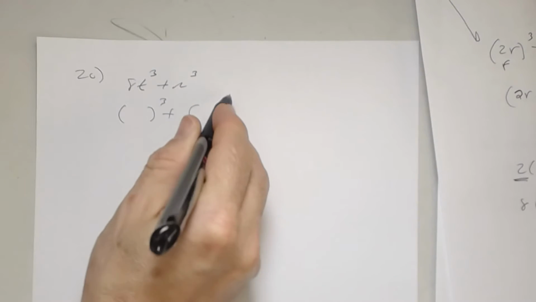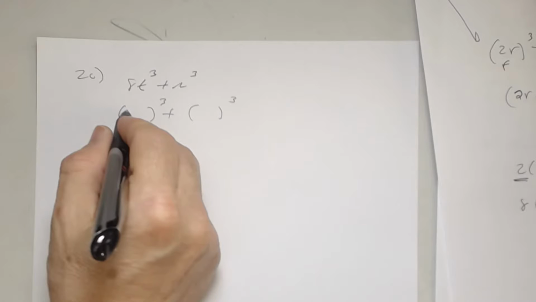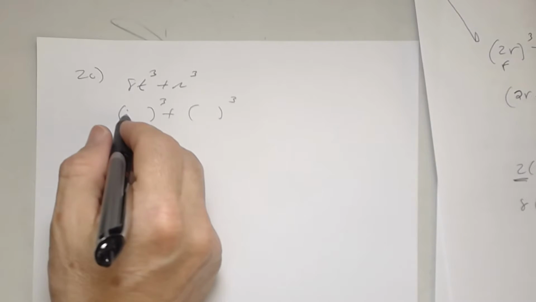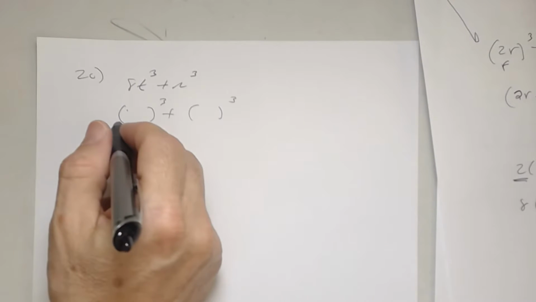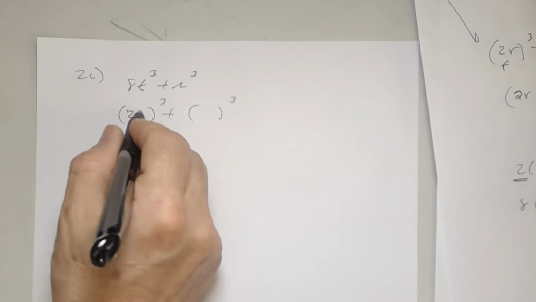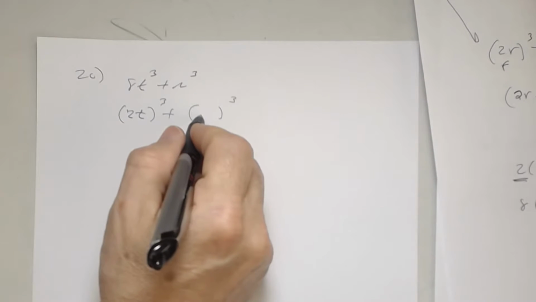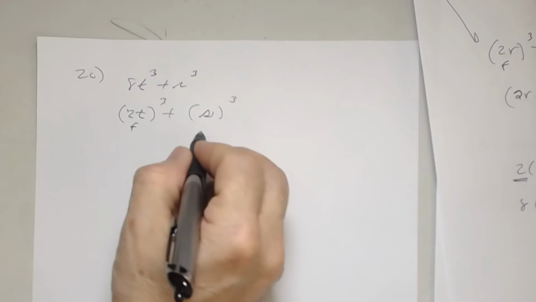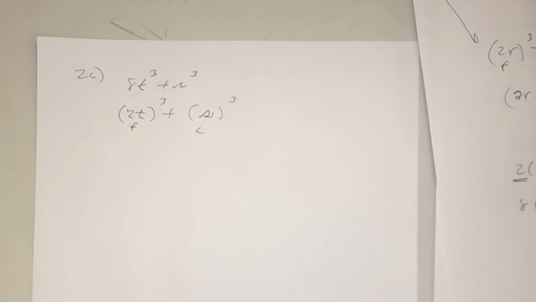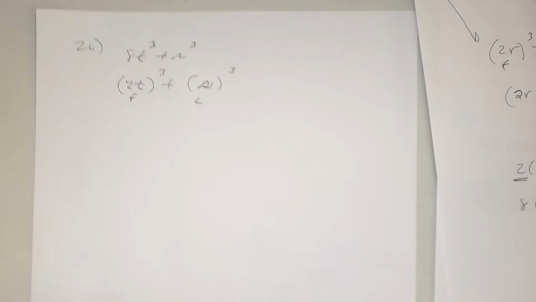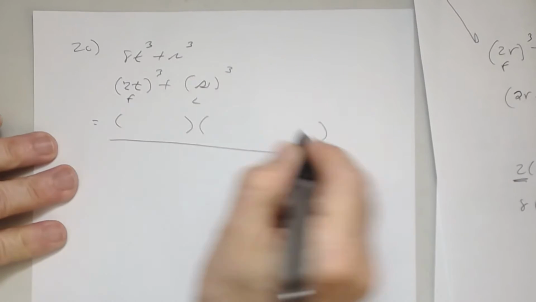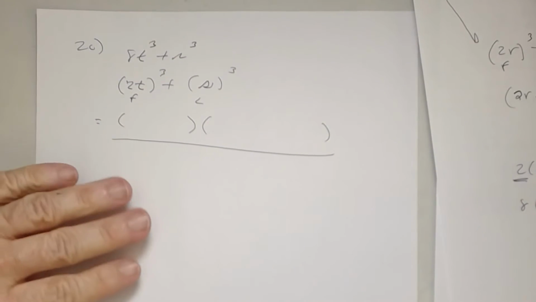What's the first parentheses? Nope. 8 times 8 times 8 is not 8. 2t. What's the second? S. So there's your F, there's your L. And it's just a matter of you taking that, putting it into your formula. So then the answer, since the GCF is 1, whatever we put here is going to be the answer. What's the binomial?